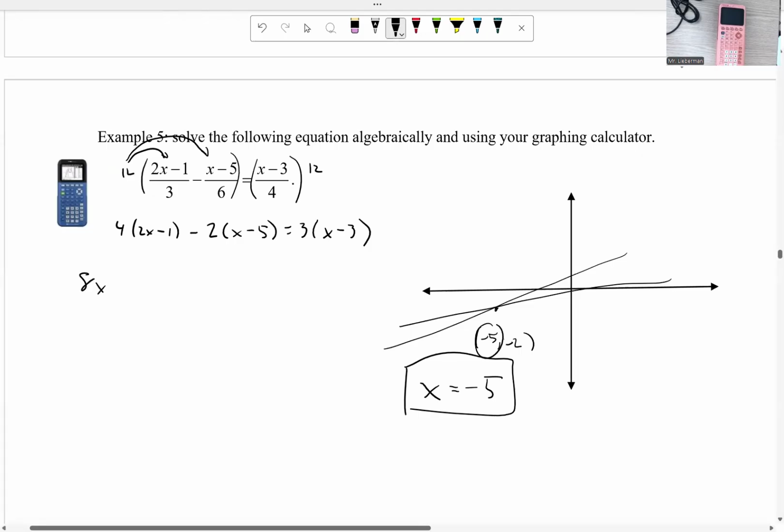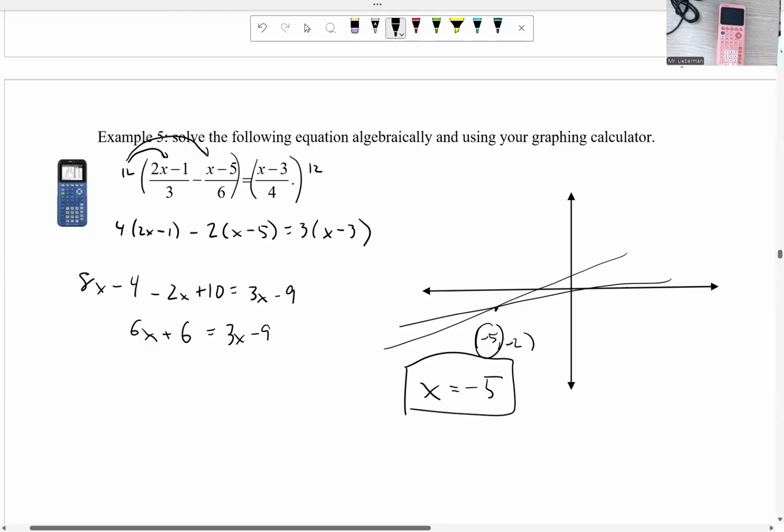Okay, so we have 8x minus 4 minus 2x plus 10 equals 3x minus 9. Is that right? Did I do that right? Let's start moving things around. No, we have to simplify first. I'm tired. Who can help me through this one? You're going to get 6x plus 6 equals 3x minus 9.